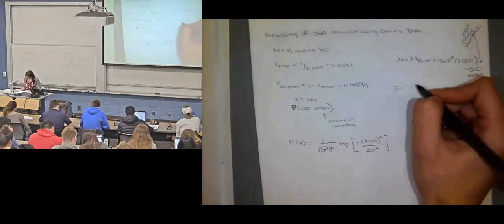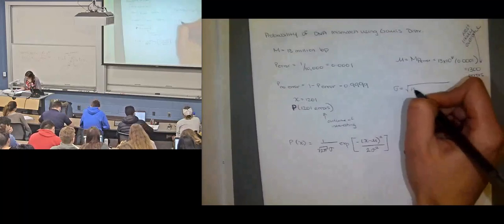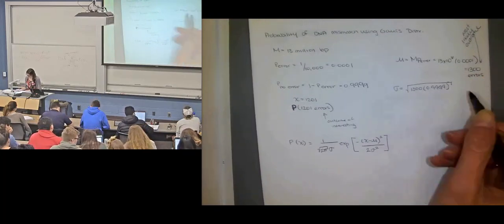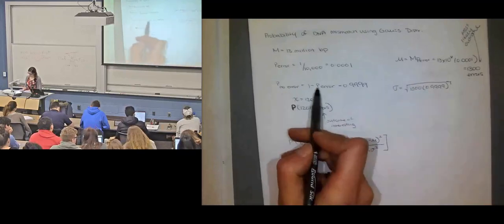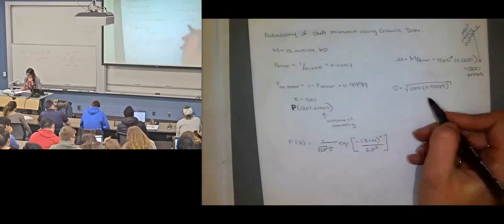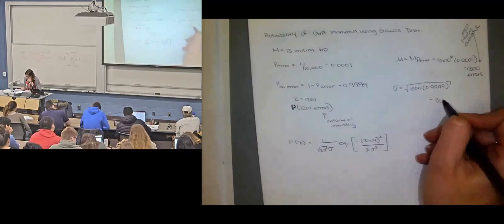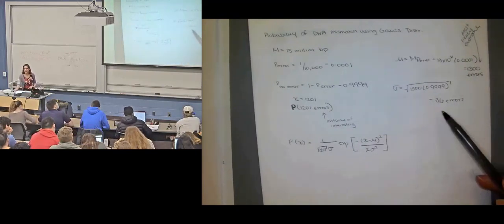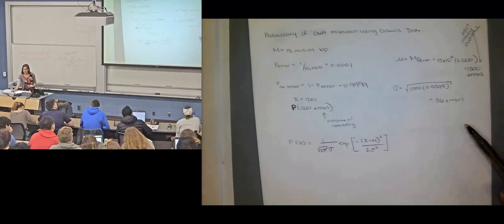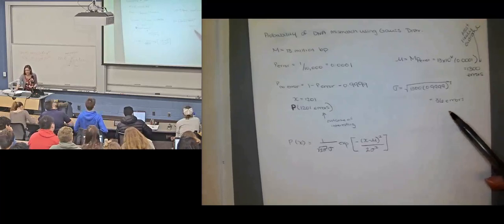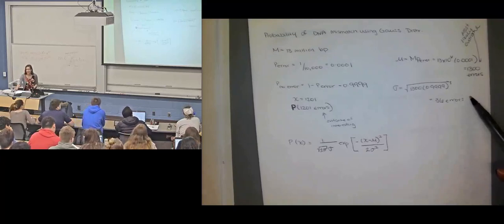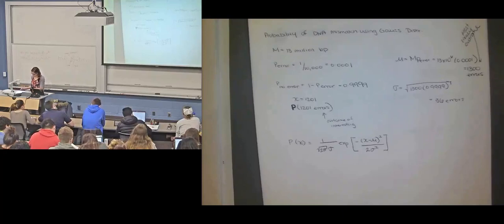Standard deviation is equal to the square root of 1,300 times 0.999. Okay, this was just MP times 1 minus P error, or P no error. This is equal to 36, okay? So I already expect to be within plus or minus 36, or maybe plus or minus 78 of 1,300. 1,201 is more than that away. I know the probabilities should be pretty small, okay?